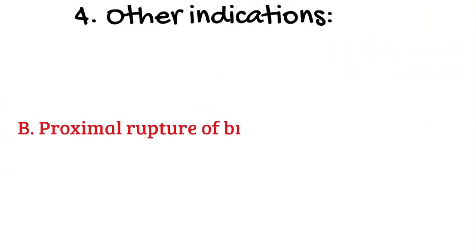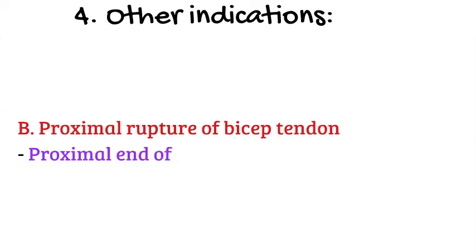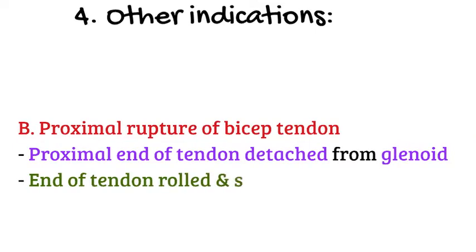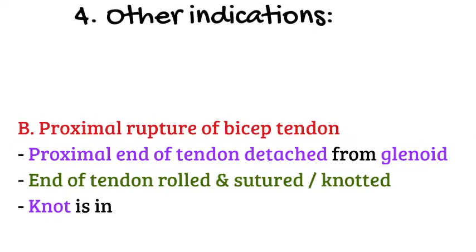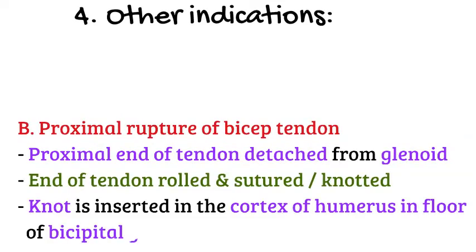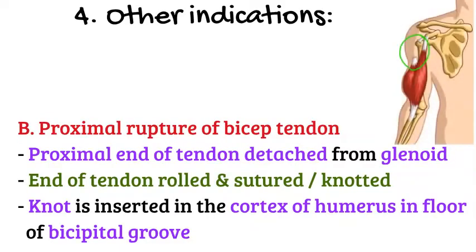B. Proximal rupture of biceps tendon. The procedure involves the proximal end of the tendon detached from the glenoid. The end of the tendon is rolled and sutured with a knot. The knot is inserted in the cortex of the humerus in the floor of the bicipital groove. As illustrated, the proximal rupture of the biceps tendon.